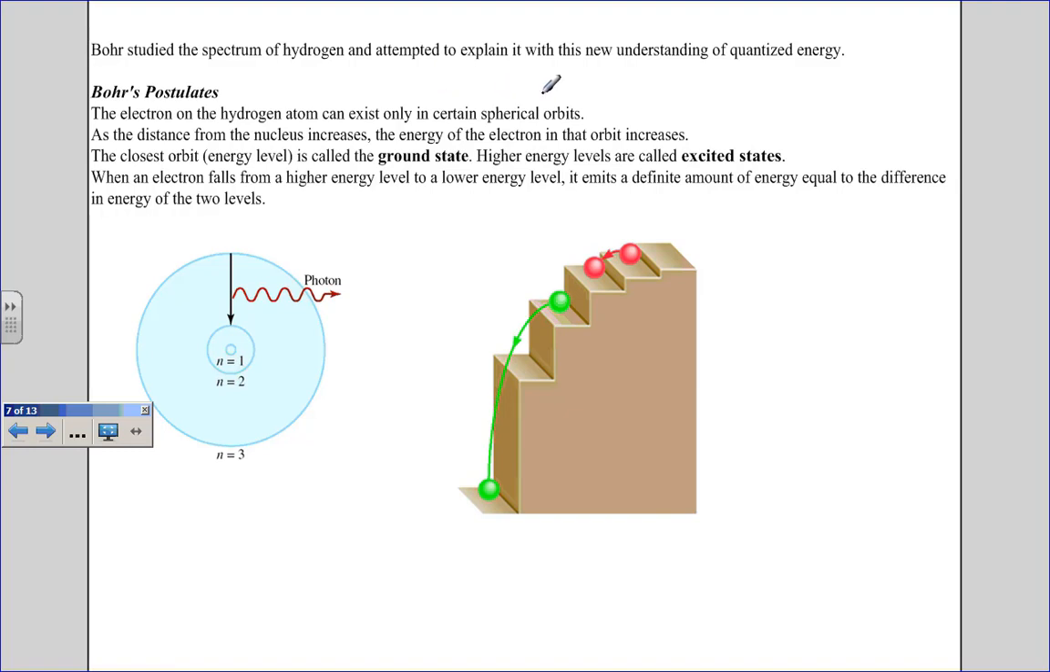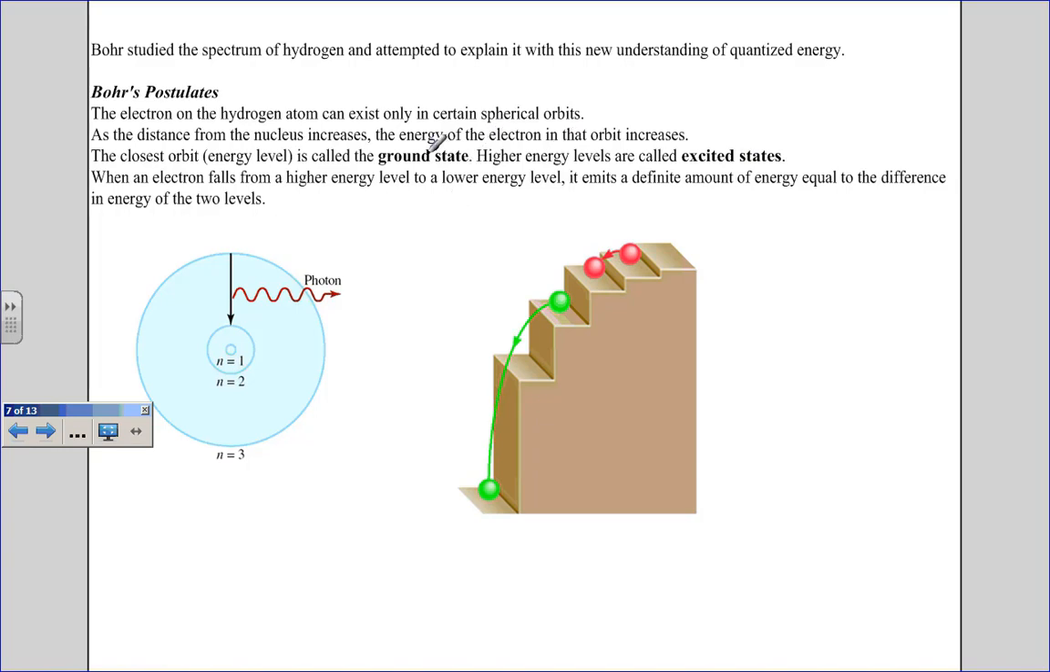Now let's look at his postulates. We know the first two postulates. The electron can only exist in certain spherical orbits. We understand that from the current model, Bohr's model, with the different rings around the nucleus. We also understand this concept. As the distance from the nucleus increases, the energy of the electron increases. And these are the new ideas that help us to understand how light is being released.